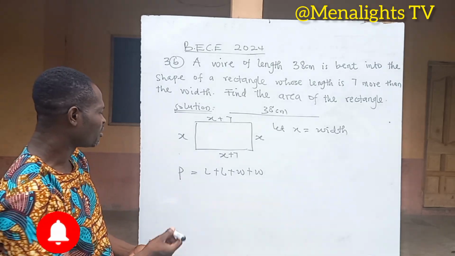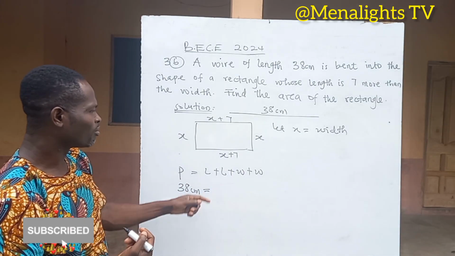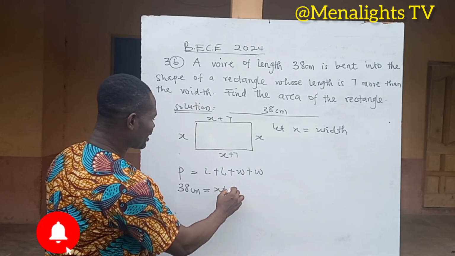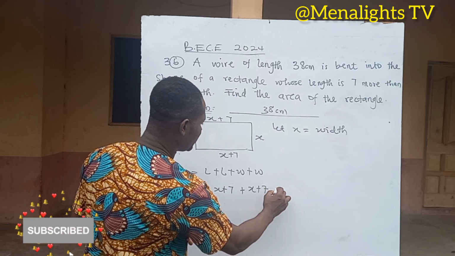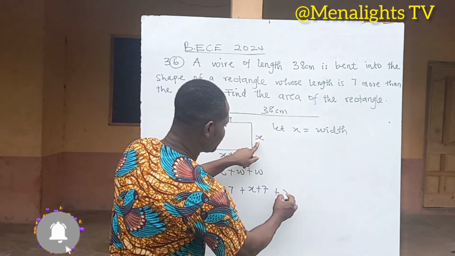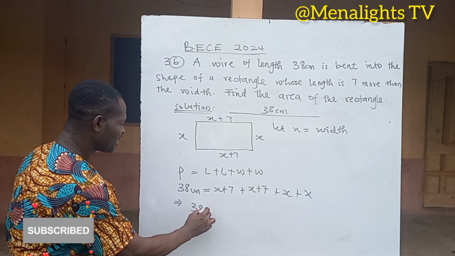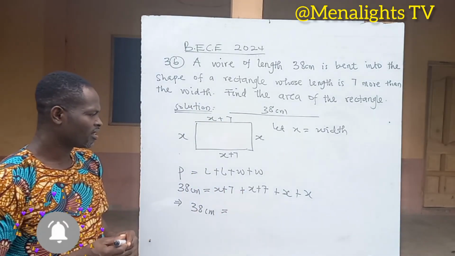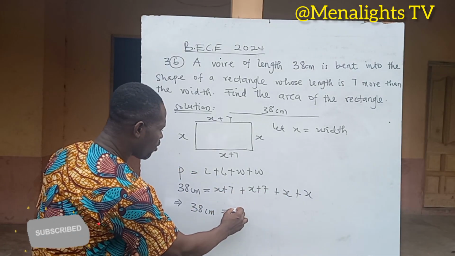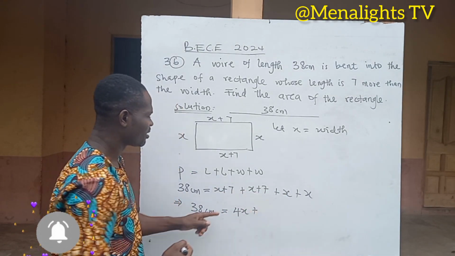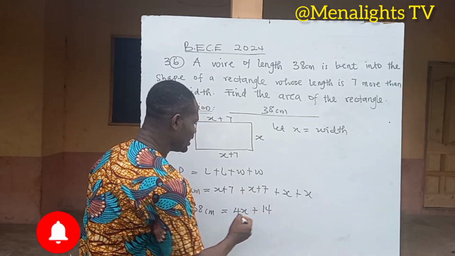38 centimeters. So we have our 38 centimeters, which is the perimeter, is equal to the length, which is x plus 7, then plus another x plus 7, plus the x here, plus the x we have here as well. Adding x plus x plus x plus x gives 4x, and 7 plus 7 gives us 14.